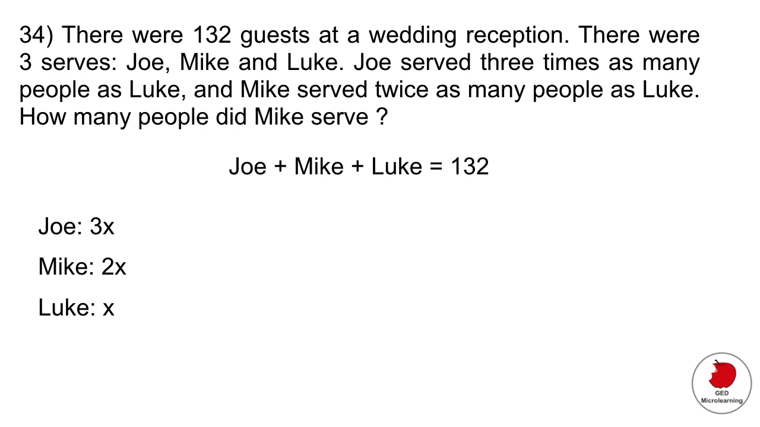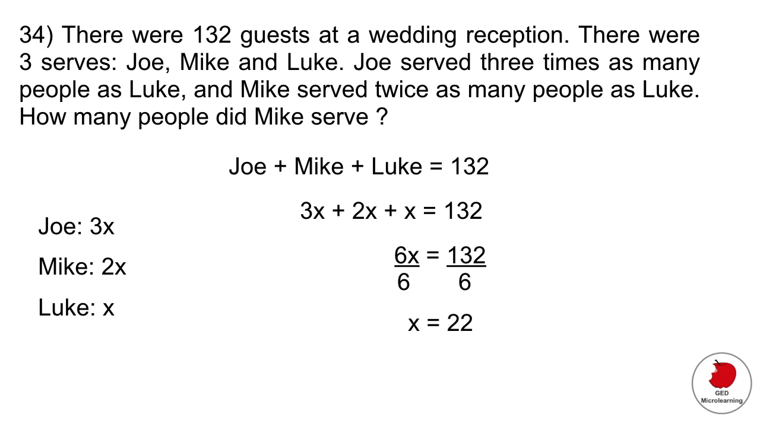So all you do is substitute those into your equation like this, and you're going to add all those variables on the left. So 3x plus 2x plus x gives you 6x is equal to 132. And then you're going to divide both sides by 6 in order to find the value for x. Okay, so x, which represents Luke, Luke served 22 people.